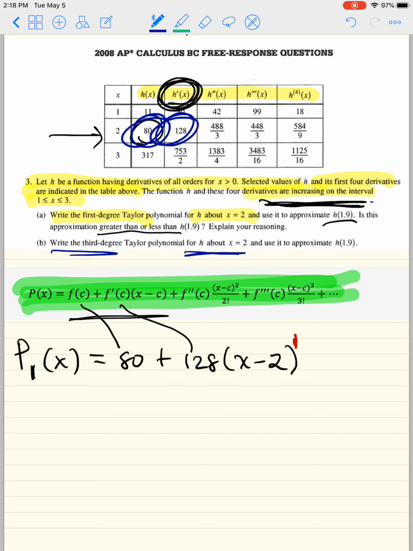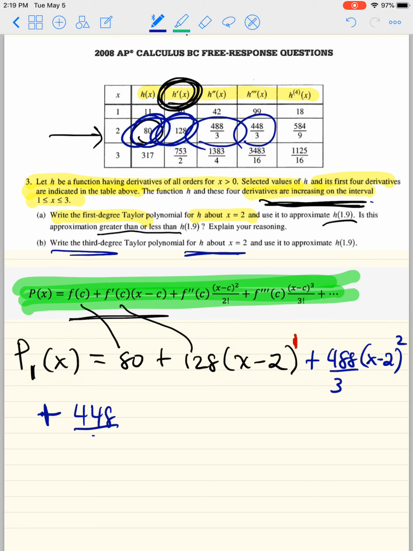All right, so I need the next guy here. 488 over 3 times (x minus 2) to the second power. Okay, and then finally I have 448 over 3 times (x minus 2) to the third power. All right, now for some strange reason I believe that this guy in the original problem was a 6, so I apologize because I have the problem from the scoring guide, so they might have made an error, but it's either 3 or 6. You guys will have to double check that.